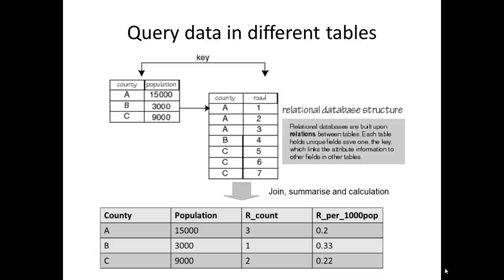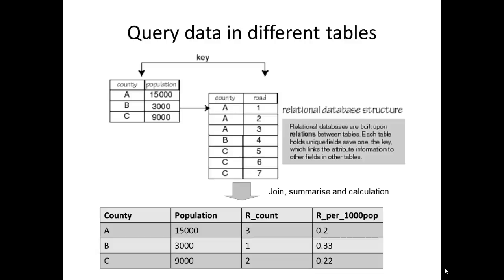So road 1 is in county A, road 2 is in county A, road 3 is in county A, etc. So what we can do in joining is we take the key fields, which should be, in fact, this one is pointing correctly, it should be a county. So for each county, we go and grab the records for that county over here.